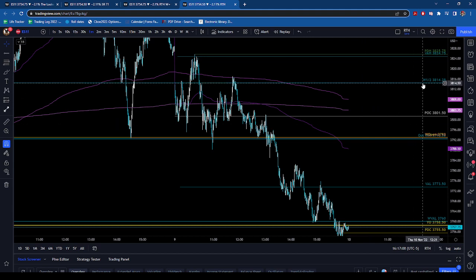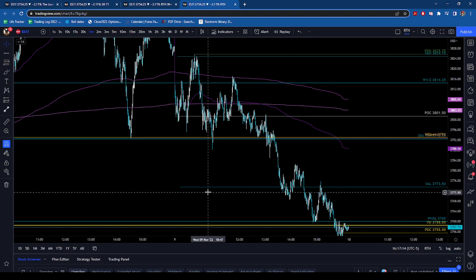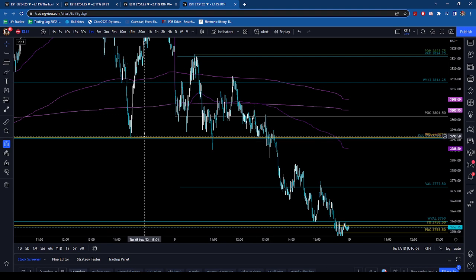Okay, so what happens when we can't get back into value? Well, we're probably going to go visit yesterday's low of the day, which was 37.93, which is what happened. Went and visited 93, right?